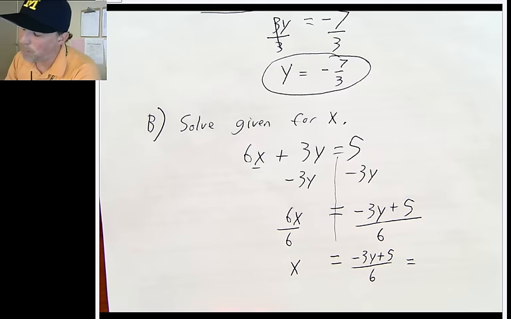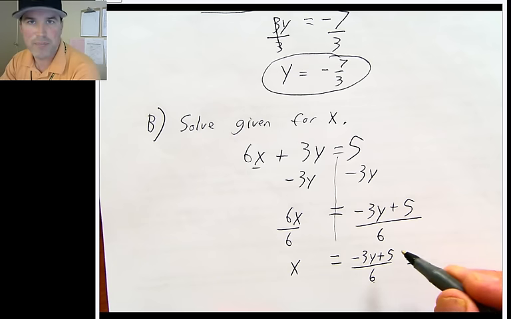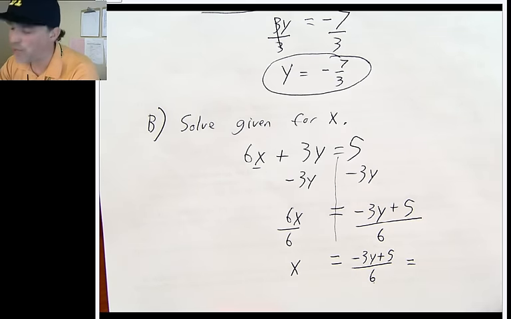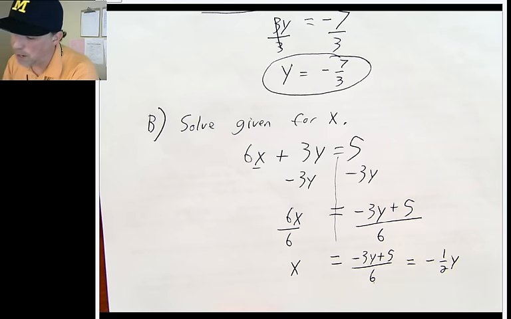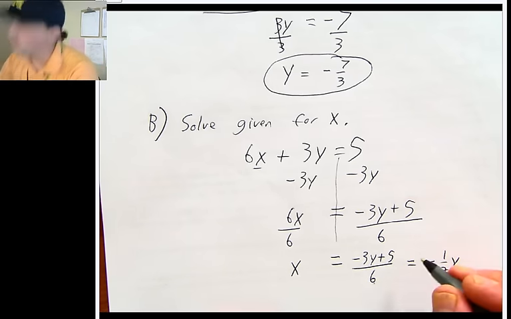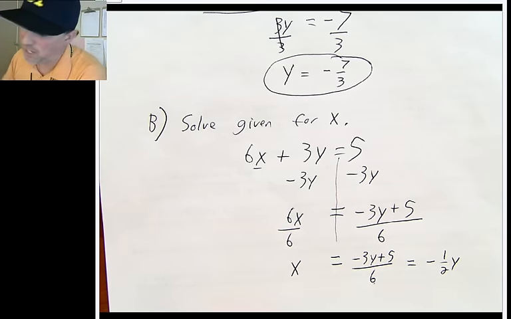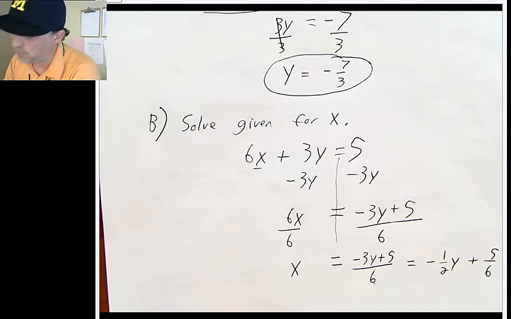But at the same time, I noticed that 3 over 6, I can simplify. Negative 3 divided by 6 is equal to negative 1/2. That would make this negative 1/2 y. But if we divided this negative 3y by 6, we also have to divide the 5 by 6. But 5 and 6 don't simplify. Those don't divide evenly. They won't do anything. So I just leave it as 5 over 6.